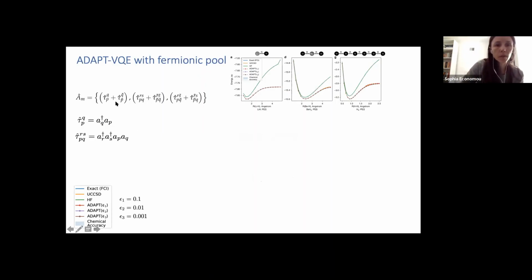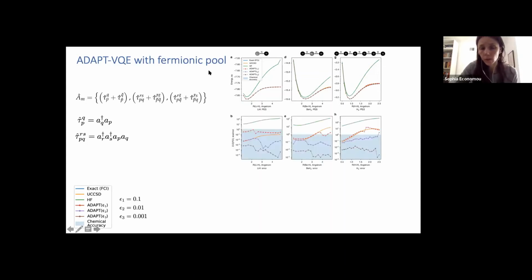Here, we use the same operators as the UCCSD, so single and double excitations, and simulated 3 different molecules. These are all classical simulations: lithium hydride, beryllium hydride, and hydrogen-6, and compared ADAPT at the different thresholds. So this is where, what value of the gradient do you stop at, compared to each other and to UCCSD, and to the exact solution.